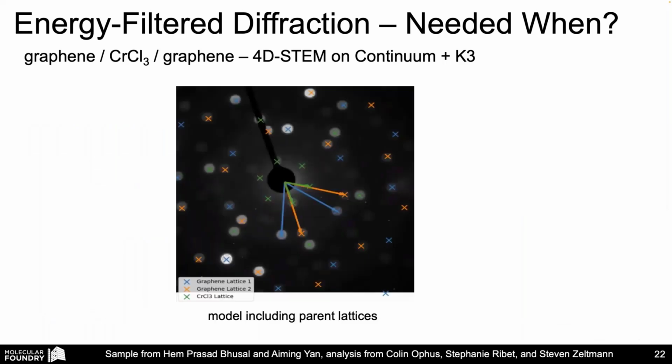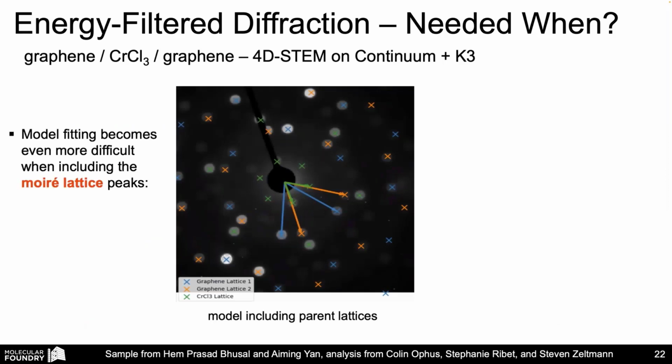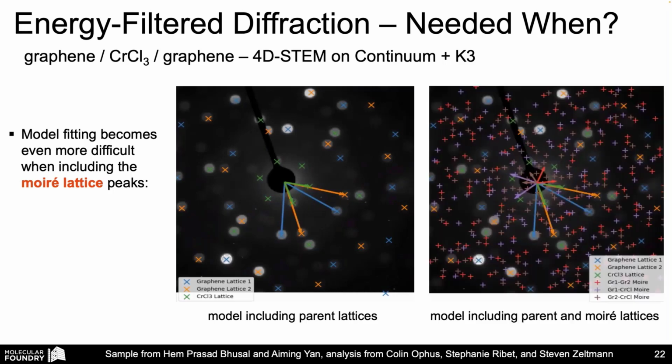So the only other thing I want to mention about this sample is here we're only talking about the bright spots, the parent lattices. But if you want to include all the moire lattices, all these super dim spots that you can barely make out in this image here, this is where energy filtering is like night and day. It's the difference between even being able to really see the moire peaks or not see the moire peaks here.